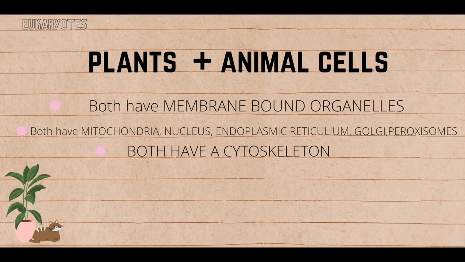Secondly, plants and animals both have the main organelles like your mitochondria, nucleus, endoplasmic reticulum, Golgi apparatus, and peroxisomes, and they both also have the cytoskeleton. Notice that I left out the lysosomes, and that's because yes, both animals and plants do have lysosomes. However, it is far less likely to find them in the plant cell. So now we know what a cell is, what types of cells there are, the differences between eukaryotic and prokaryotic cells, and the differences between plant and animal cells.